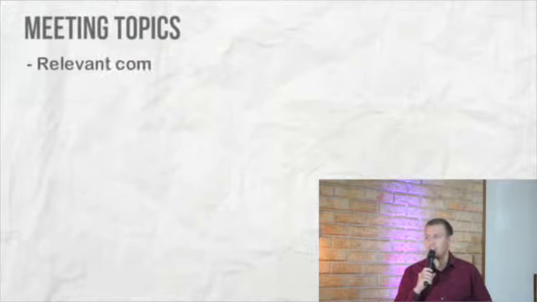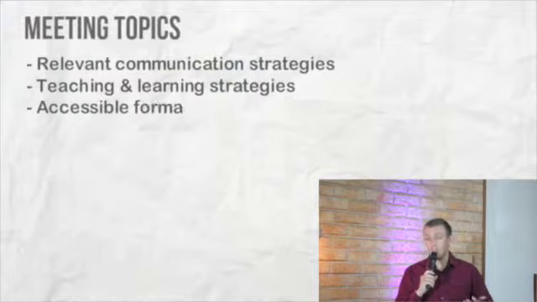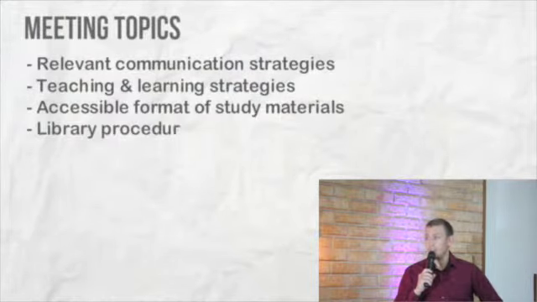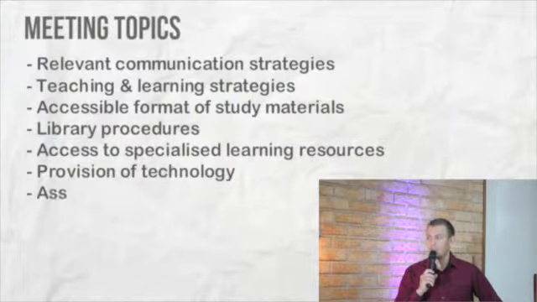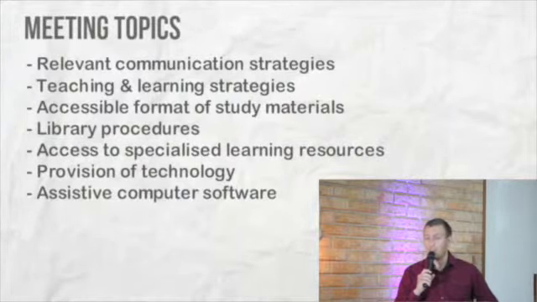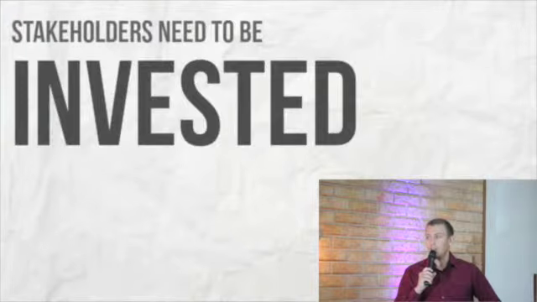Stakeholder meetings could cover topics such as relevant communication strategies, teaching and learning strategies, accessible format of study materials, library processes, access to specialized learning resources, provision of technology, assistive computer software, which are all very important topics. Out of all the above, it will obviously work best if all stakeholders are invested in providing the best learning environment for the individual with a visual impairment.